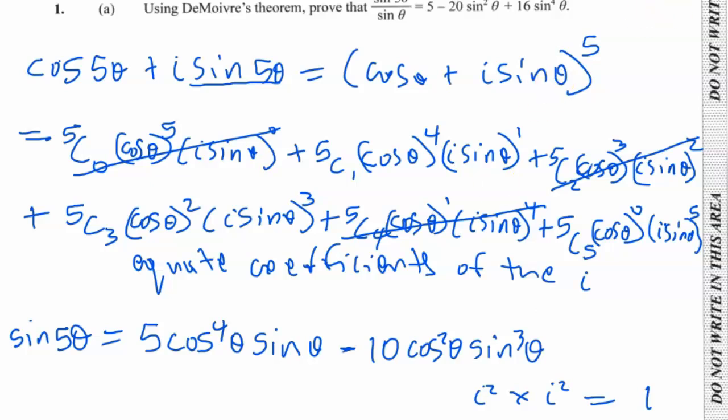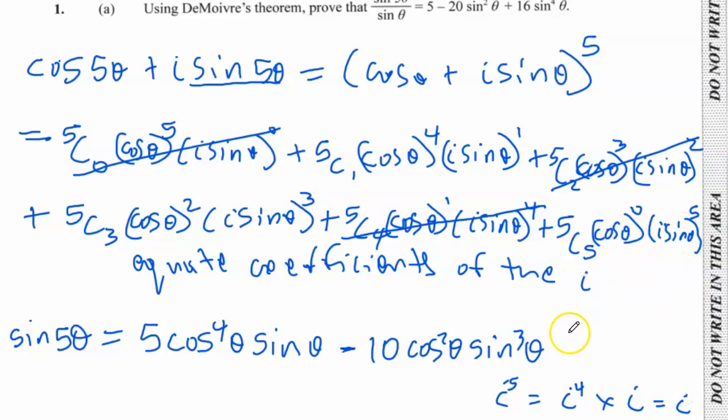And in the final term, we'll have an i to the 5th power. Now i to the 5th power is i to the power 4 times i. Now i to the power 4 is 1. So i to the 5th power is actually 1 times i, which is i. So the final term will be a term in i.